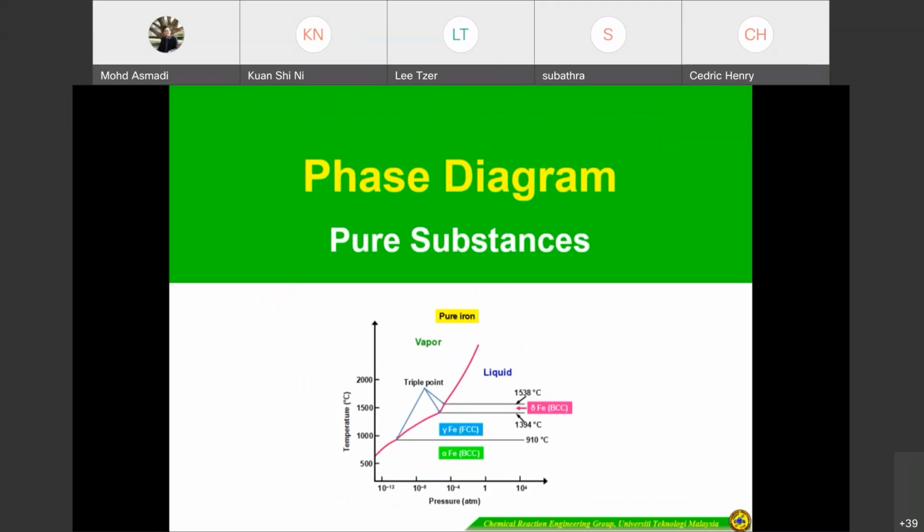Any questions about the phase diagrams, the information we get, and also the definitions of phase, component, solubility and solubility limits? Any questions? Okay, so I guess everybody can clearly understand the definitions. So we move to the phase diagram of the pure substance and also the binary isomorphous system.